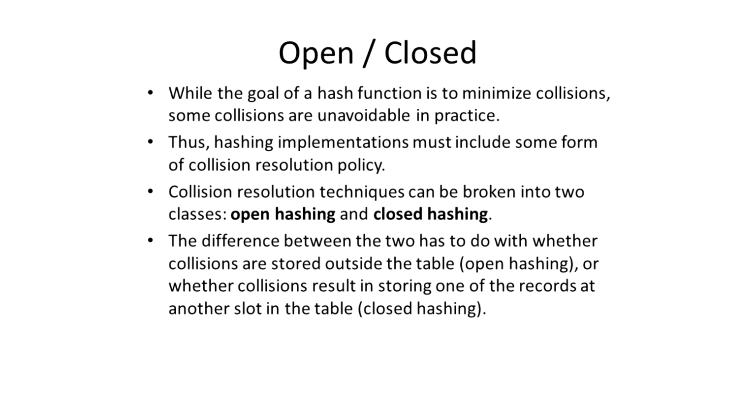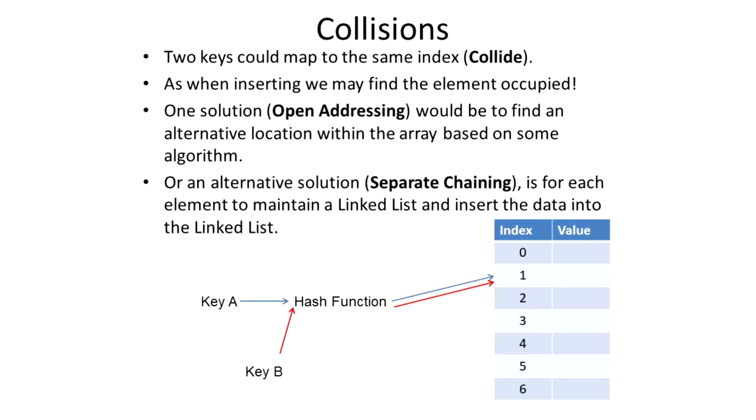Techniques for resolving collisions tend to fall into two categories. The first is open hashing, where colliding items are stored outside of the table. The most common of these is where they're stored in a linked list. Secondly, there is closed hashing, where colliding items are stored inside the hash table, but at an alternative slot in the array. So in this video, we're going to look at two techniques, one from each category of open hashing and closed hashing.